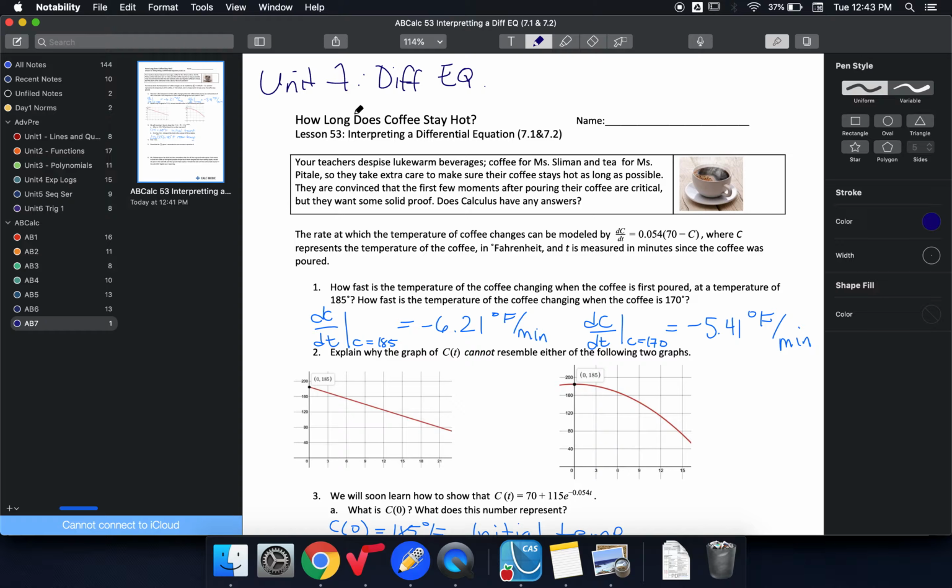So let's get started. As you know, I hate lukewarm beverages, but I love my coffee and love to drink it hot. So I want my coffee to always be as hot as possible. So here is a rate function. And so the rate at which temperature of coffee changes is modeled by this.